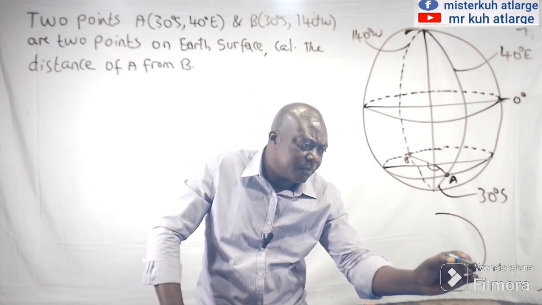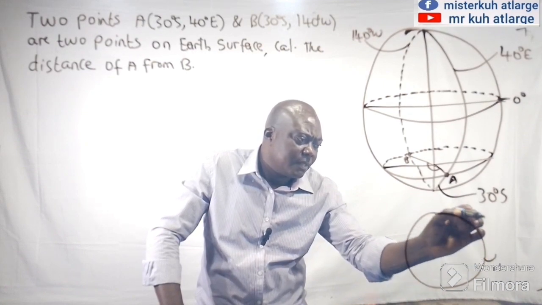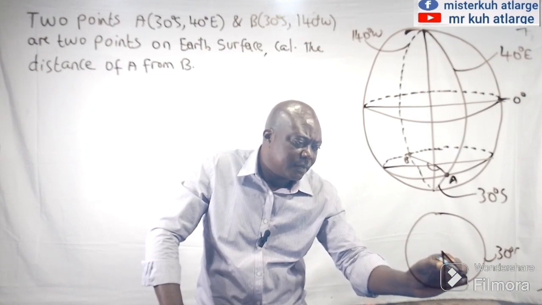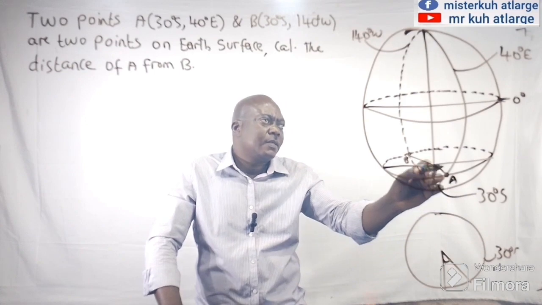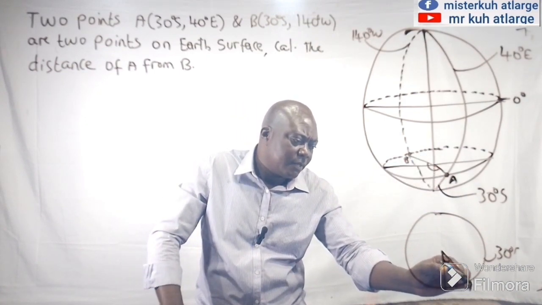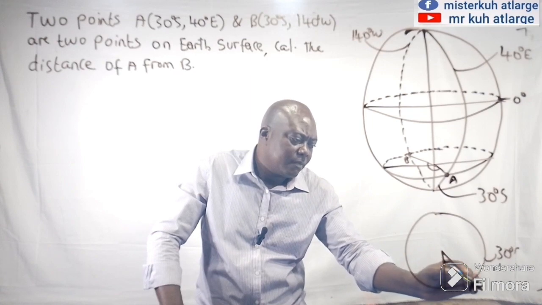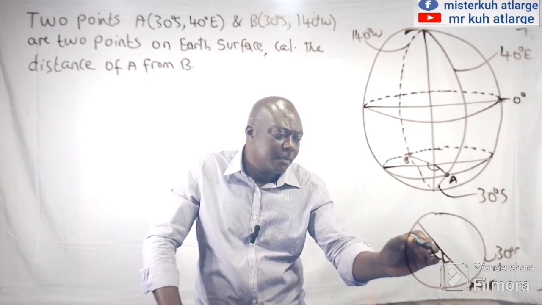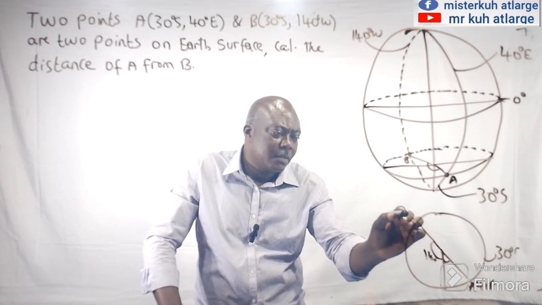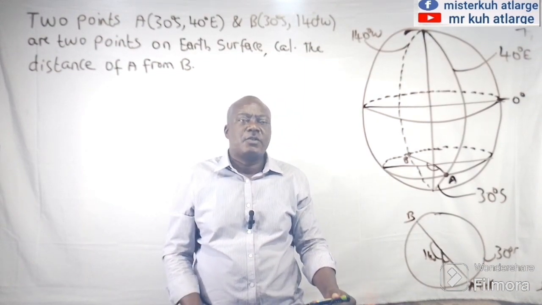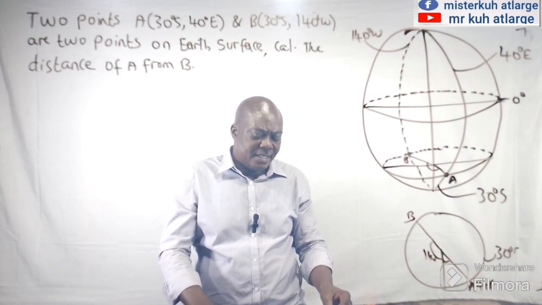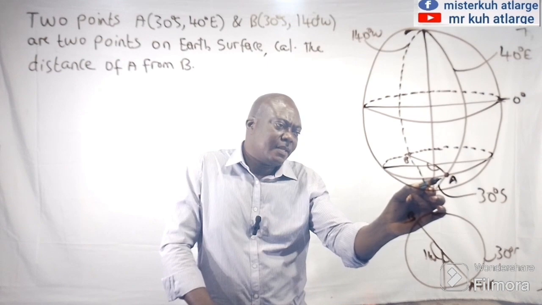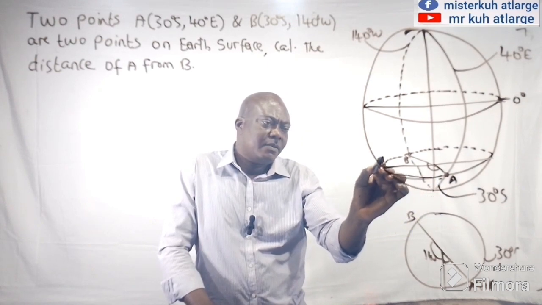So this place, this is 30 degrees south, north. This is A, which is this B, 140. So we are now asked to find the distance from here, like from here up to this place.